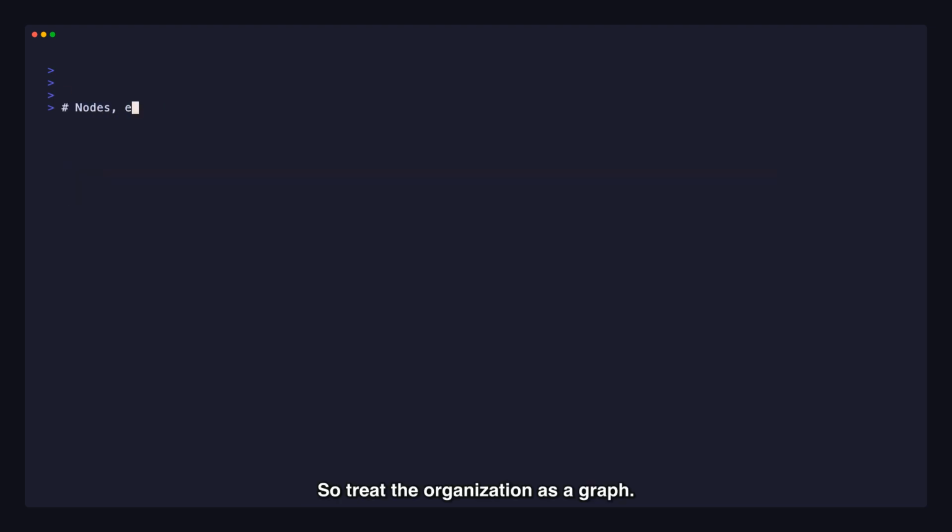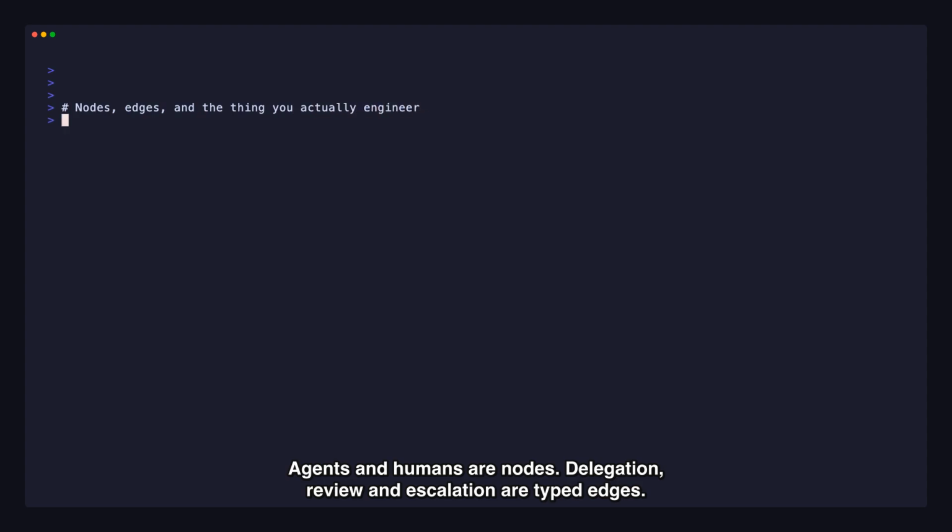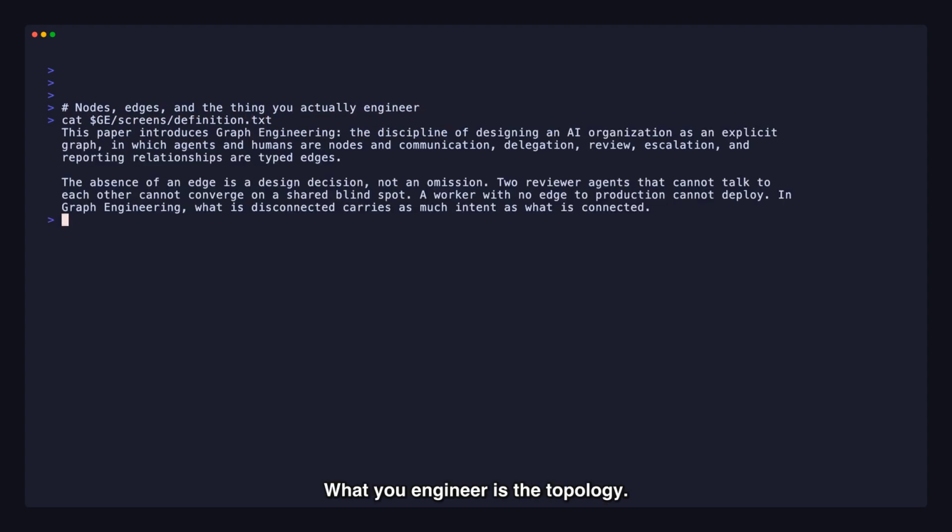So treat the organization as a graph. Agents and humans are nodes. Delegation, review, and escalation are typed edges. What you engineer is the topology, and the absence of an edge is a design decision, not an omission. What is disconnected carries as much intent as what is connected.